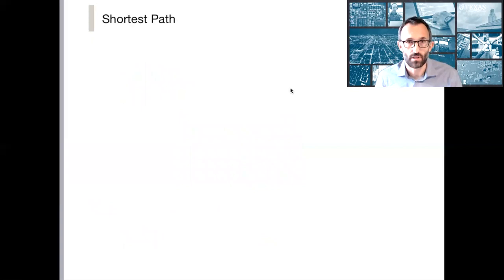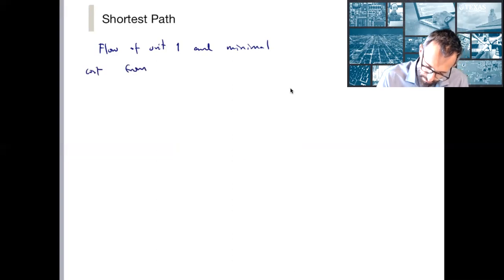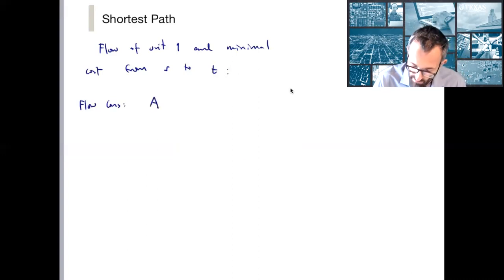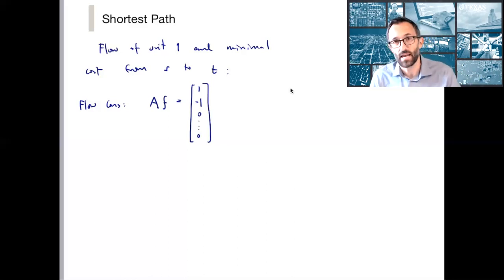So now let's write down the shortest path problem. So we want a flow of unit 1 and minimal cost from S to T. So what is flow conservation? It reads that my matrix A times the flow vector F should be 0 everywhere except for S, because there's +1 supply there. At T, there's -1 supply. In other words, there's a demand of 1, and there should be zeros everywhere else. So in other words, what flows into S minus what flows out of S has to equal 1. And what flows into T minus what flows out of T should be equal to -1.